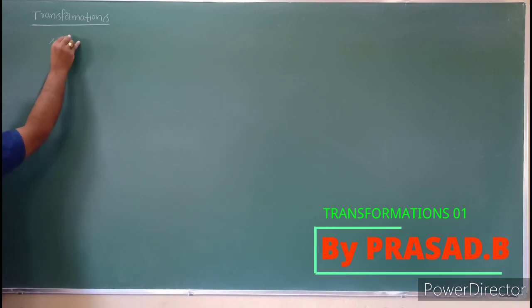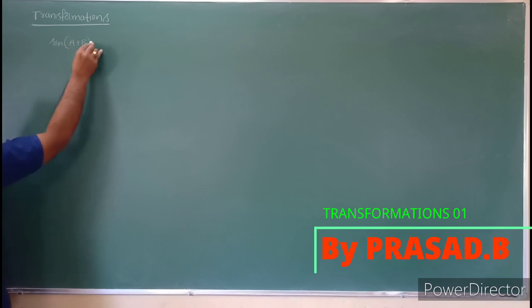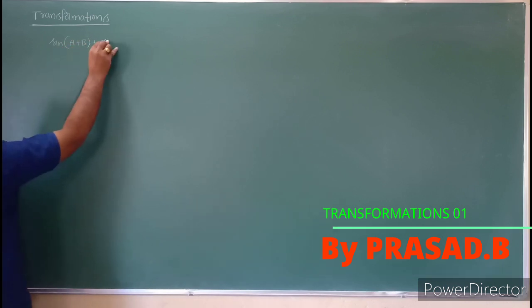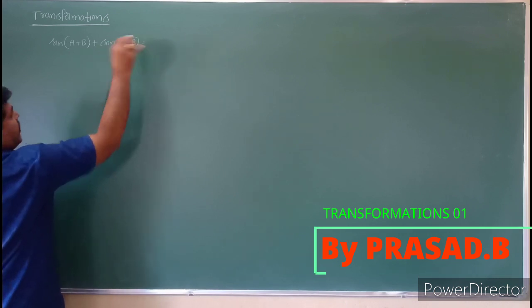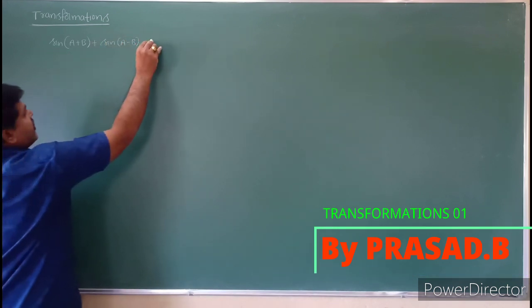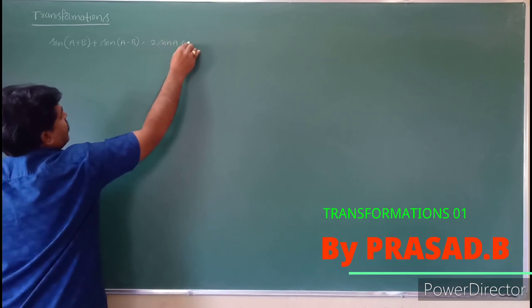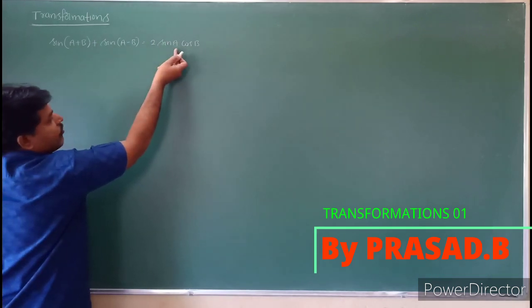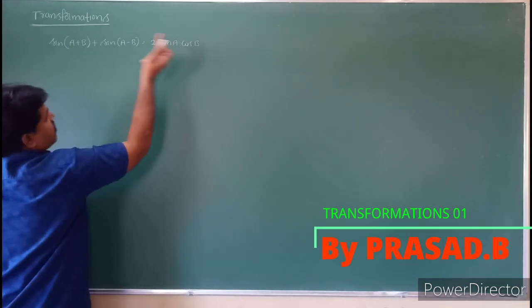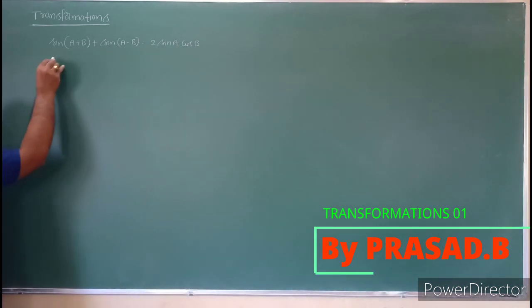sin(a+b) + sin(a-b) is equal to 2 sin a cos b. So the addition is converted into the product. 2 sin a cos b is nothing but sin(a+b) + sin(a-b).